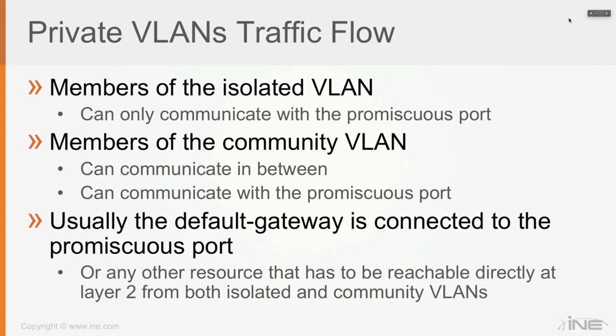Usually the default gateway is connected to the promiscuous port because we want everybody in that subnet to be able to exit the VLAN to access resources outside of the VLAN. So the default gateway, or any other resource that has to be reachable directly at layer 2 from both the isolated and the community VLAN, is going to be connected to a promiscuous port.